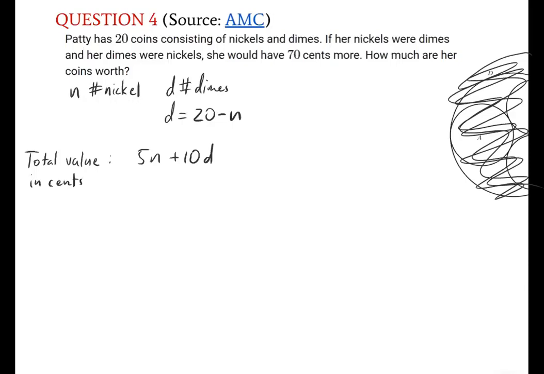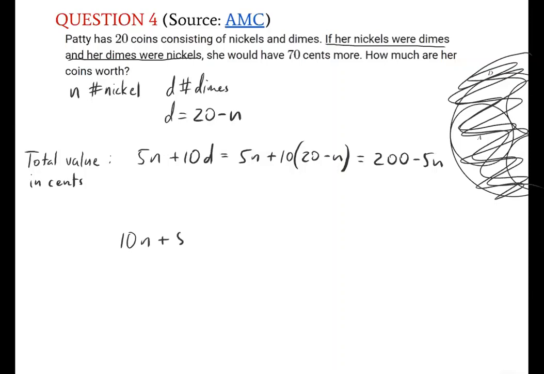So we can substitute d, and we'll get 5n plus 10 times 20 minus n. That is just 200 minus 5n. So if we do her little switchy thing, if her nickels were dimes and her dimes were nickels, then she would have 70 cents more. That just means that if we pretend that her nickels were worth 10 cents, and her dimes were worth 5 cents, then that would just be 70 more than that.